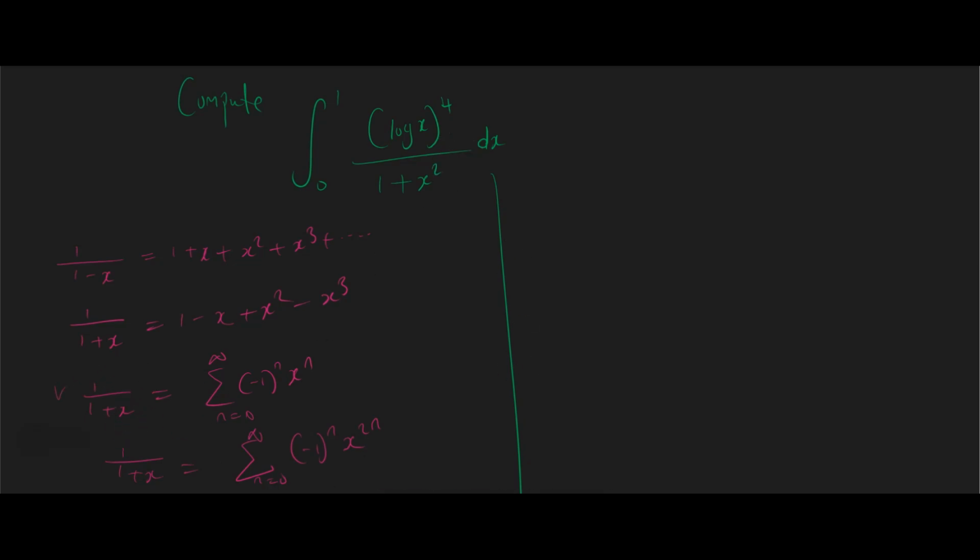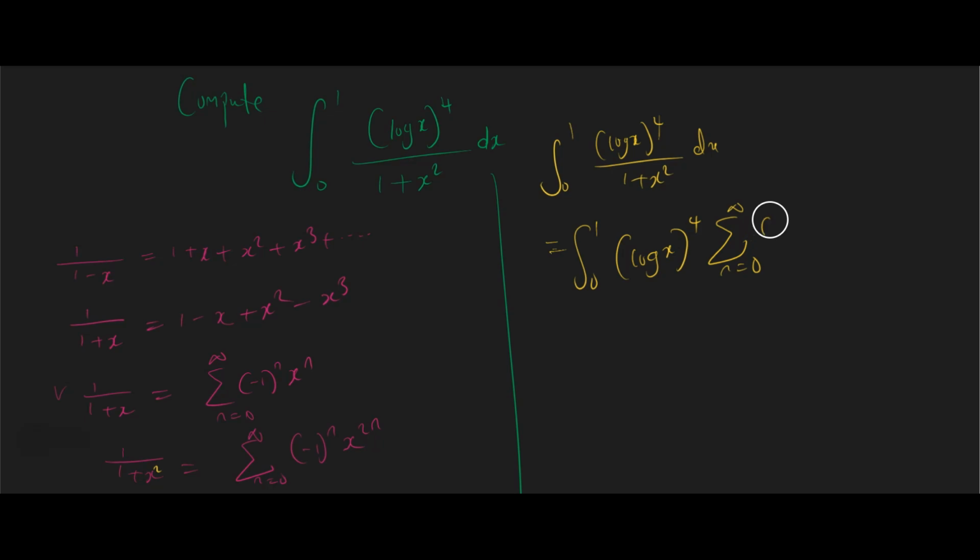So what we'll do next is try to see how we can relate this to our integral. The integral here is from 0 to 1 of log of x to the fourth power, all divided by 1 plus x squared. So let's leave this for now. The formula we already found for 1 over 1 plus x squared, we're going to write this as the integral from 0 to 1 of log of x all to the fourth power, multiplied by the sum as n runs from 0 to infinity of negative 1 to the n x to the 2n dx.